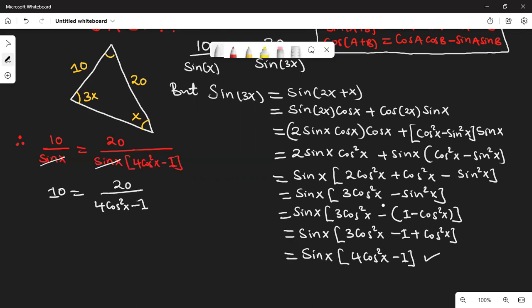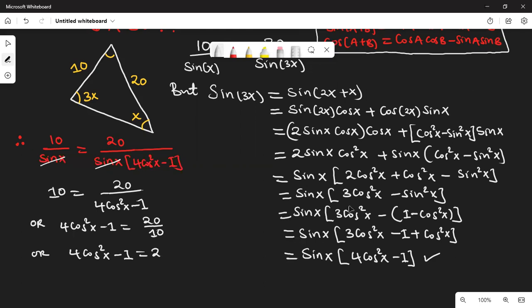If I cross multiply, we will have 4 cos squared x minus 1 is the same as 20 over 10, which is equal to 2. So 4 cos squared x minus 1 is equal to 2.